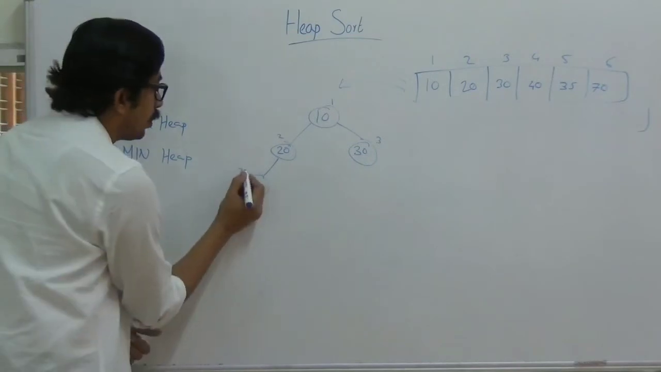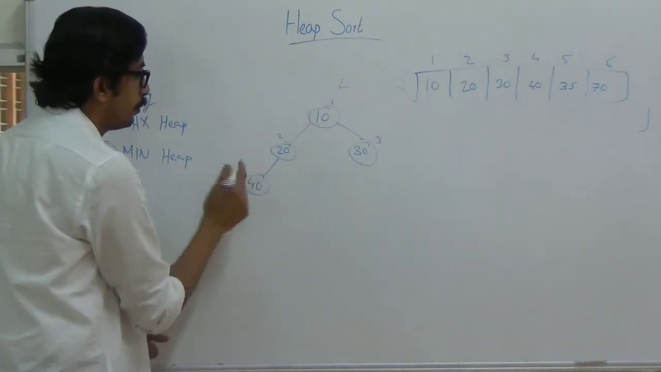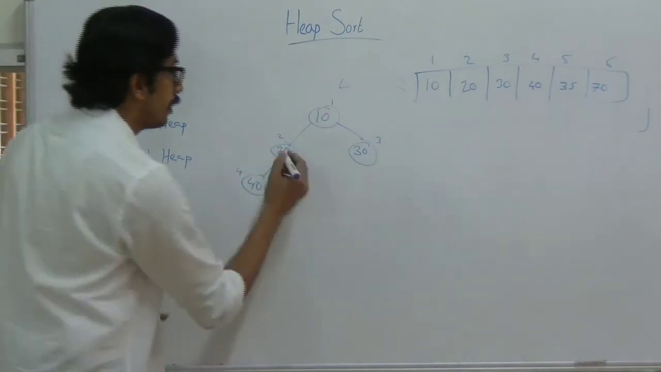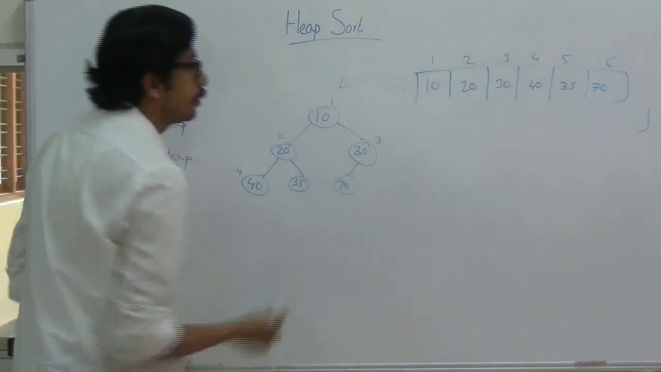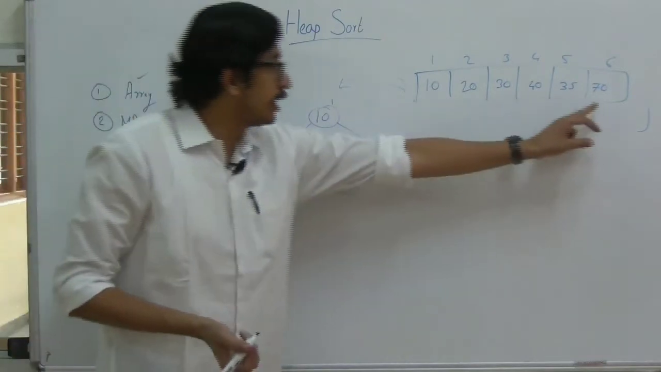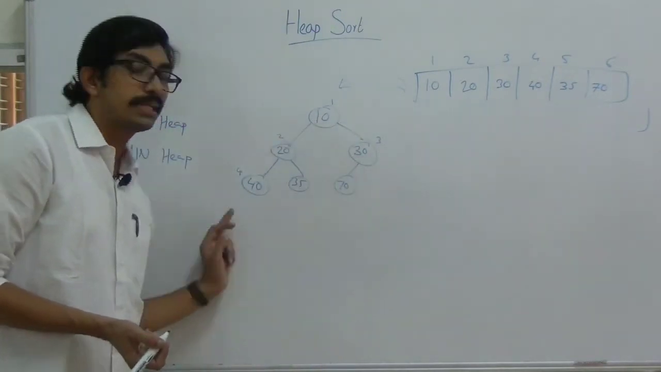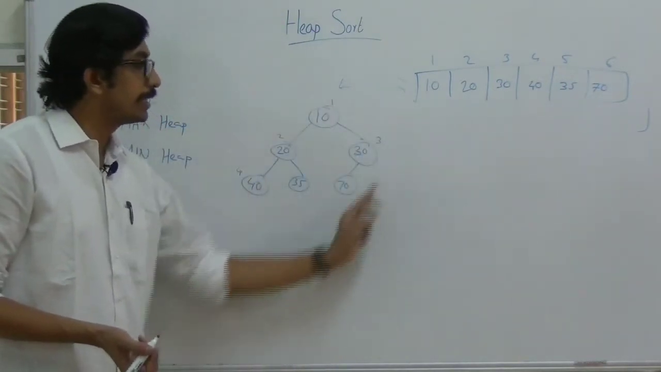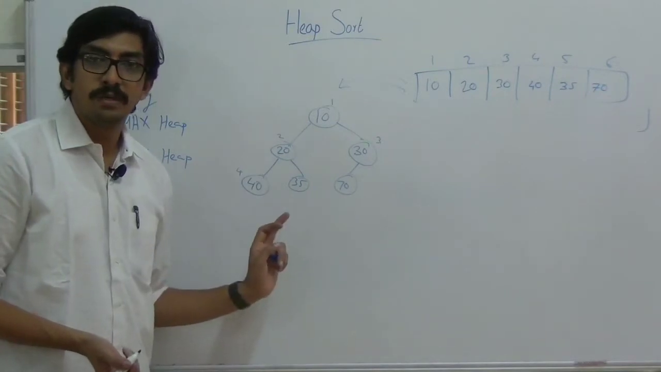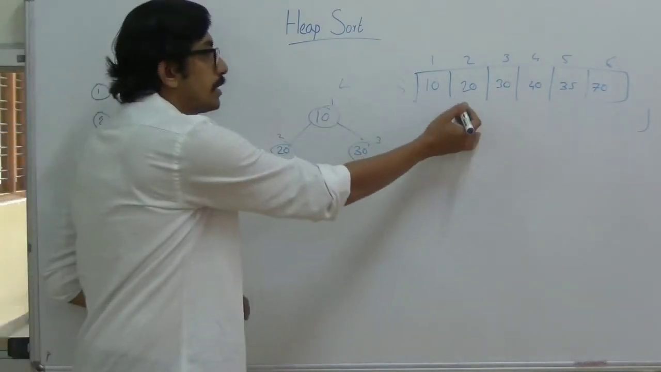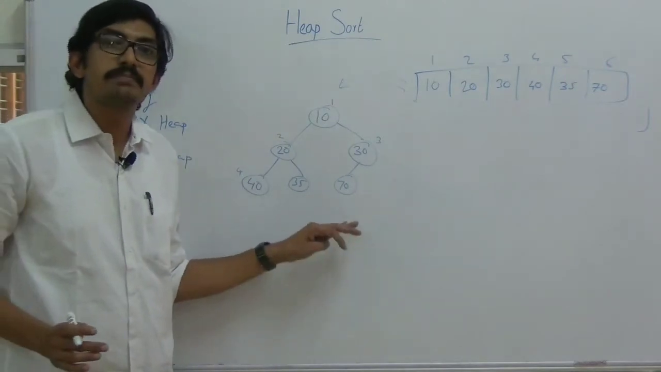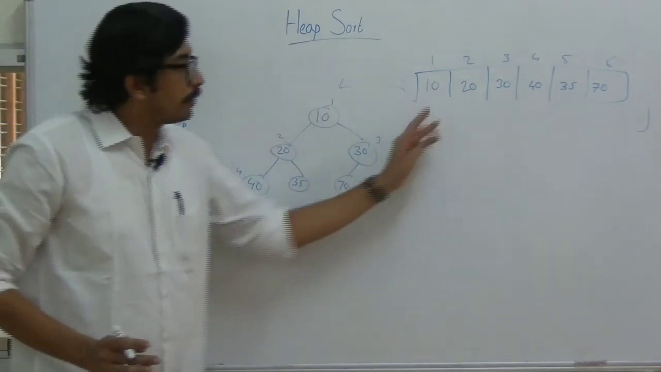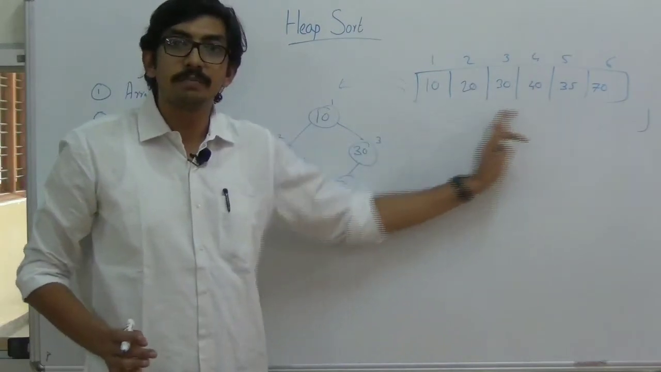Say 2 into 2, that is 4. 40 will be over here, and suppose if you write again, this will be the tree you are getting. So if we are having an array, you can simply write it in level order, and you will get the equivalent binary tree. Okay. So whenever you are representing an array as a binary tree, you will be getting a partially complete binary tree. There will not be any vacant positions in between the array.